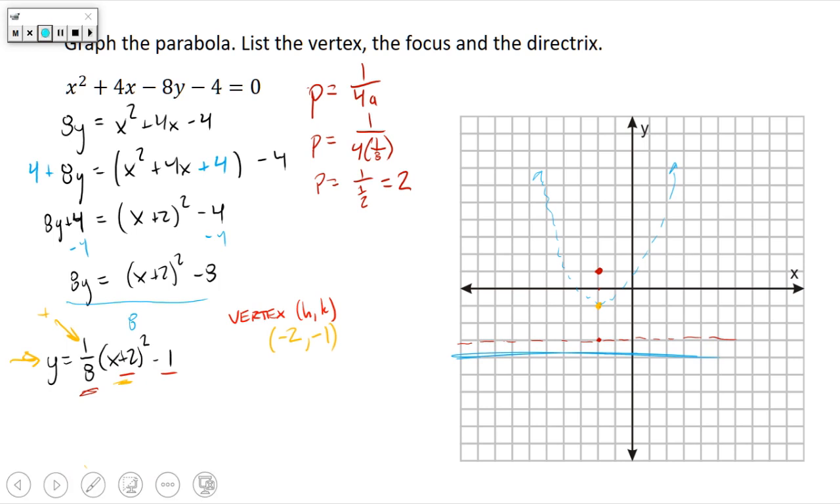I'm going to delete these other blue lines. Get rid of this stuff. Oops. Wait, there it goes. Okay.